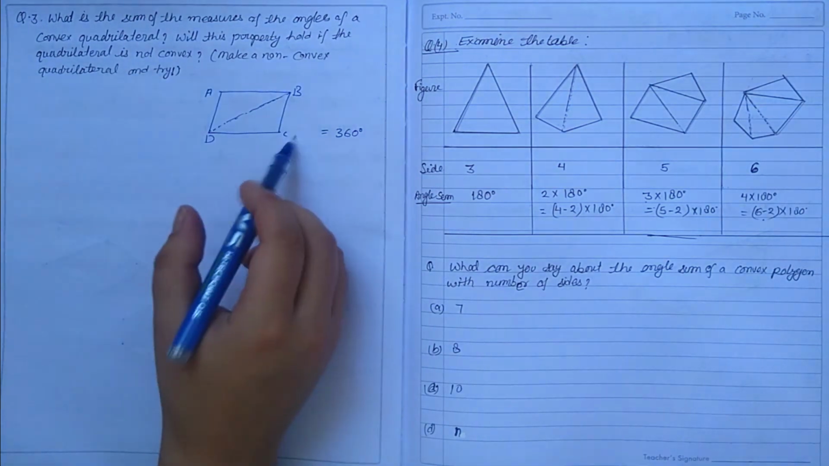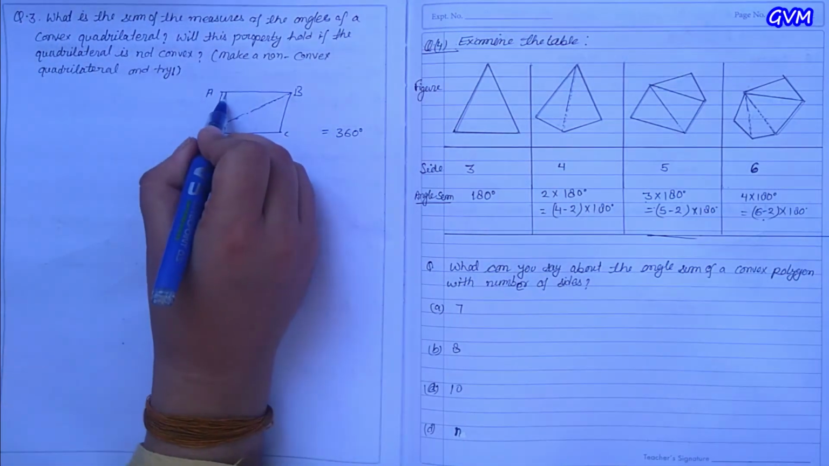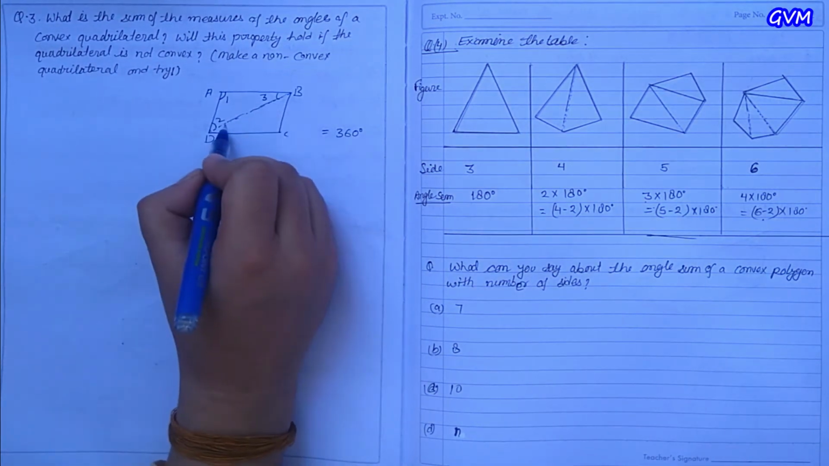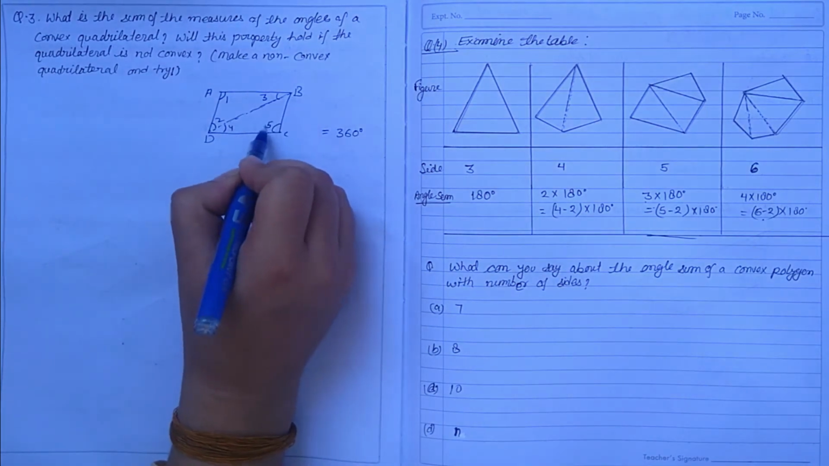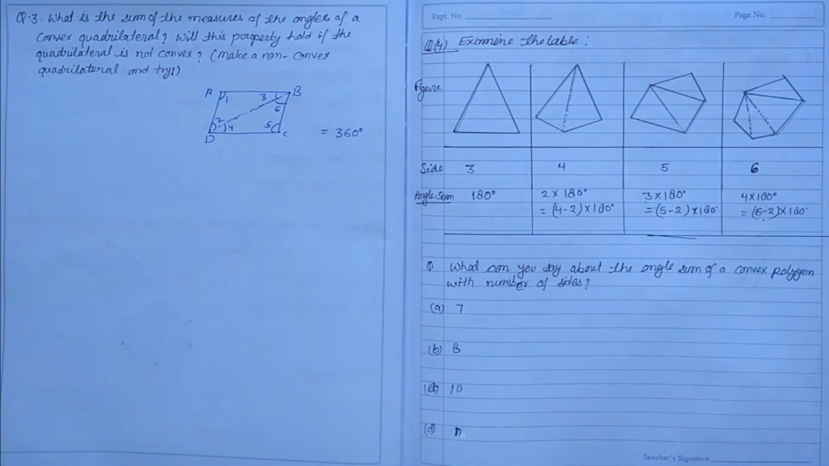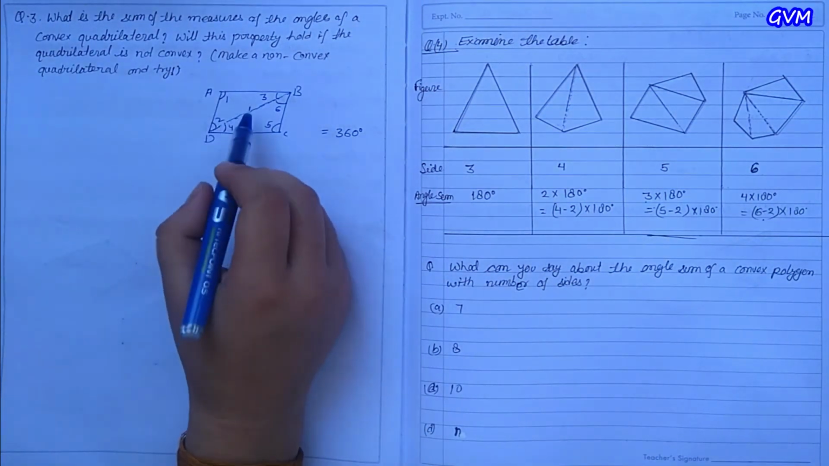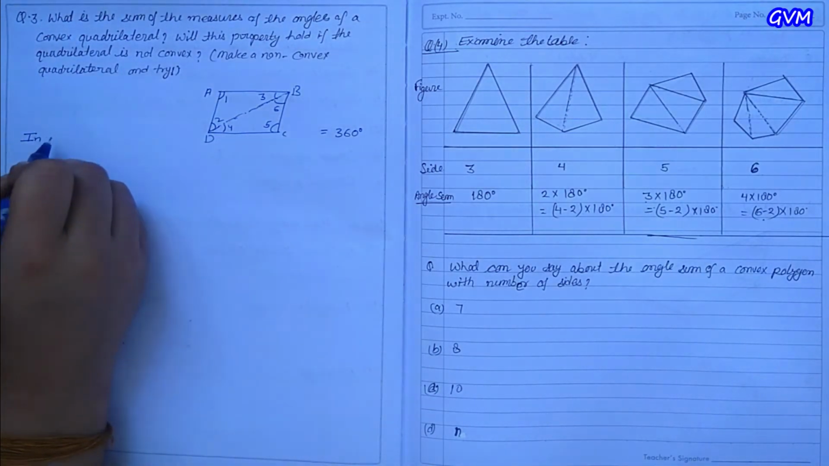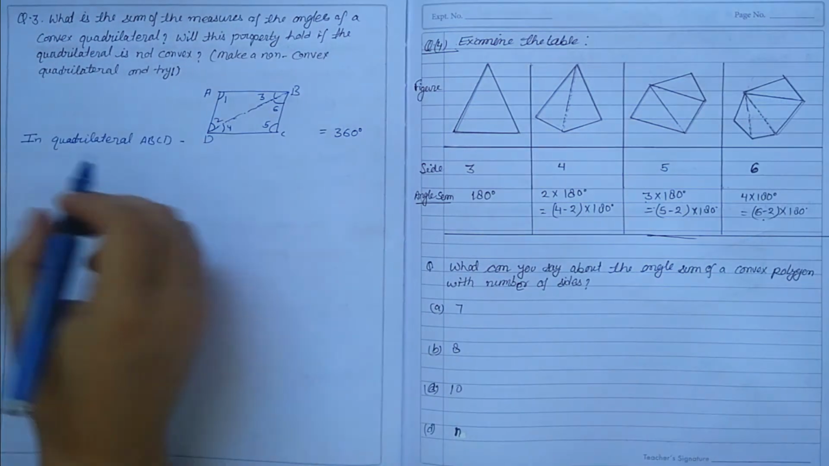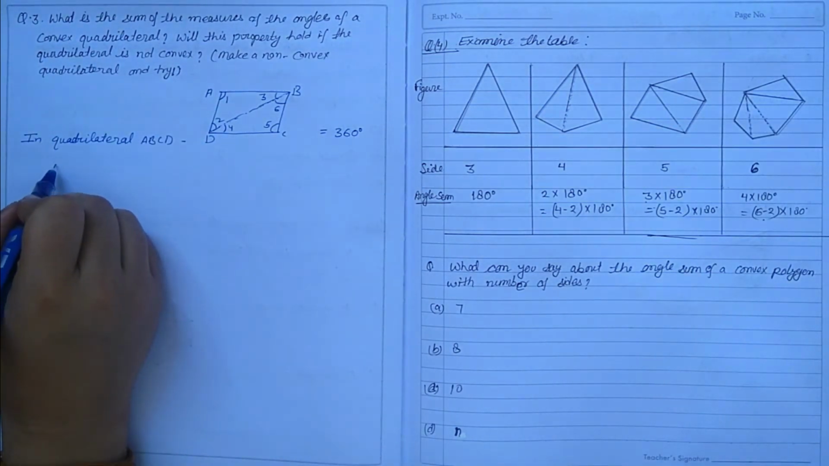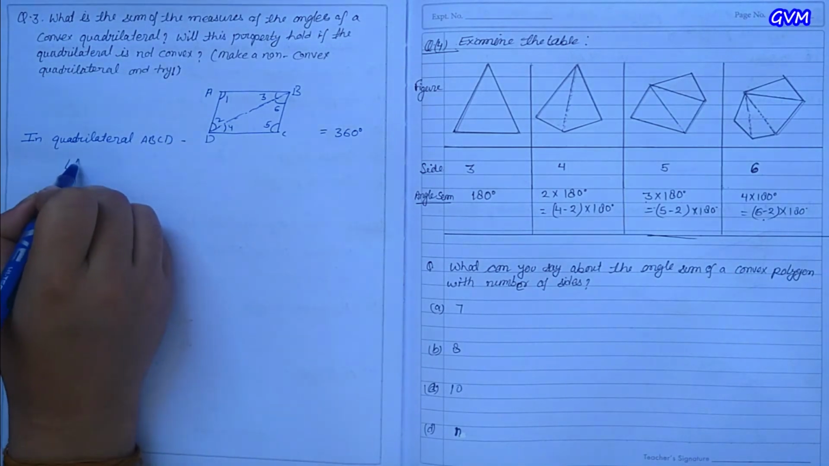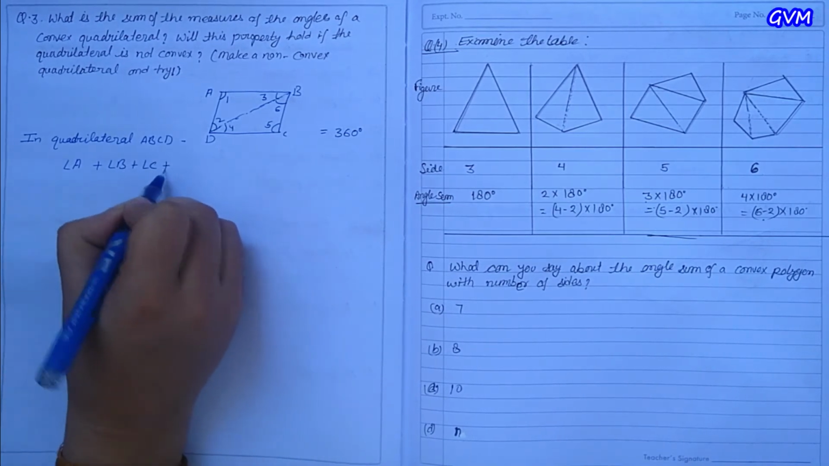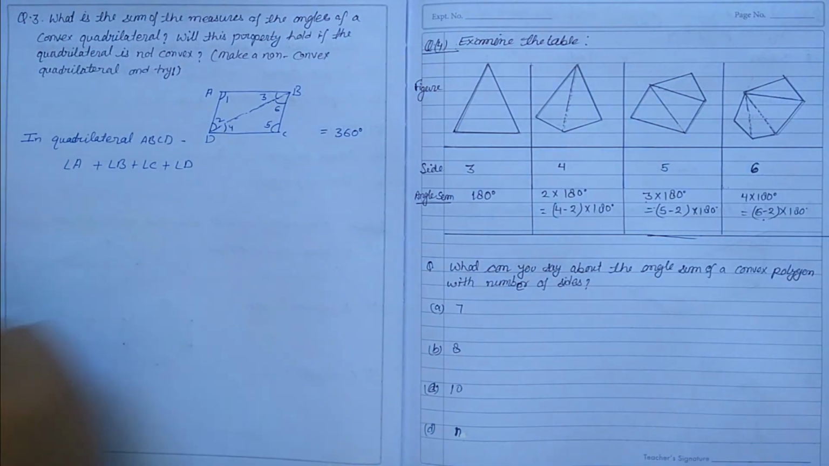This quadrilateral is ABCD, and the angles in it, let's say this is 1, this is 2, this is 3, this is 4, this is 5, and this is 6. Okay, now we have two triangles in this quadrilateral. So in quadrilateral ABCD, let's add all the angles. Angle sum is angle A plus angle B plus angle C plus angle D. Okay, we have added them.